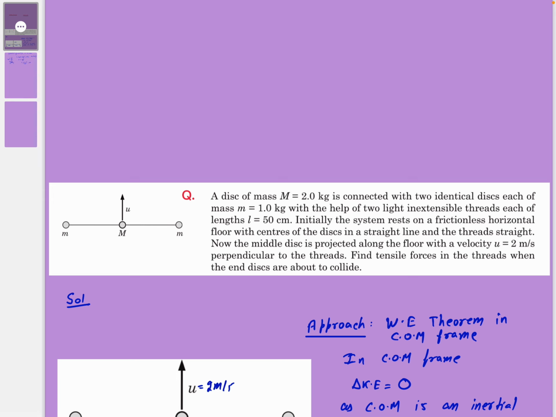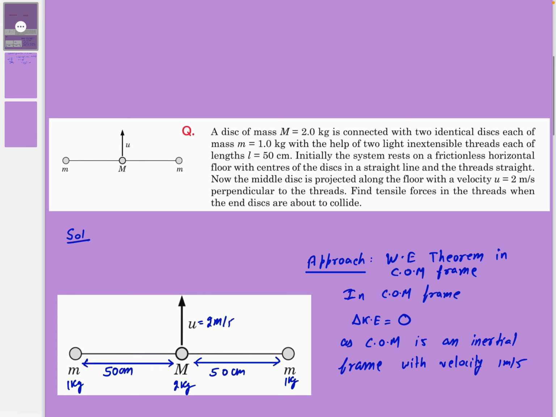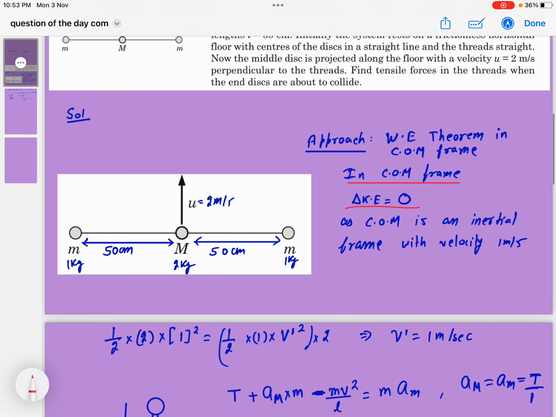Now the center of mass frame is an inertial frame. With respect to the center of mass, the acceleration of the center of mass is 0, so the change in kinetic energy of the system with respect to the center of mass should be 0. That is a very important factor. The change in kinetic energy should be 0 in the center of mass frame, as the center of mass is an inertial frame.